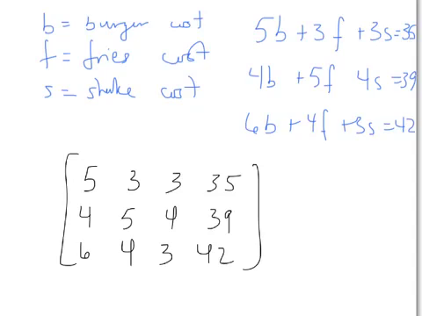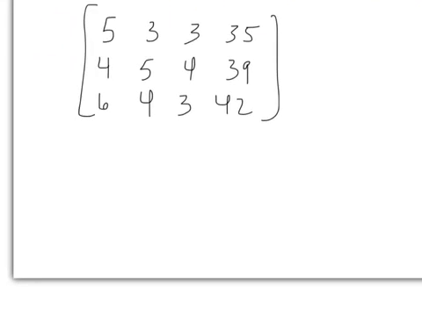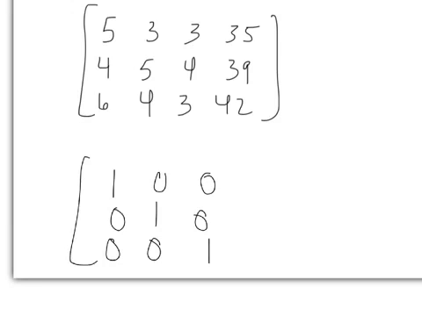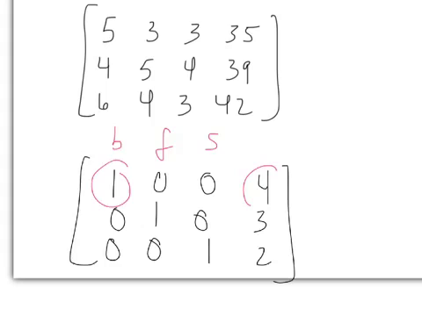From our 3 scenarios, if we perform our RREF calculator operation on this matrix, we end up getting the following. And again, we'll have ones in the pivots. We'll end up getting 4, 3, and 2. And if you remember, the columns represented burgers, fries, and shakes. So one burger is $4, one order of fries is $3, and one shake is $2.